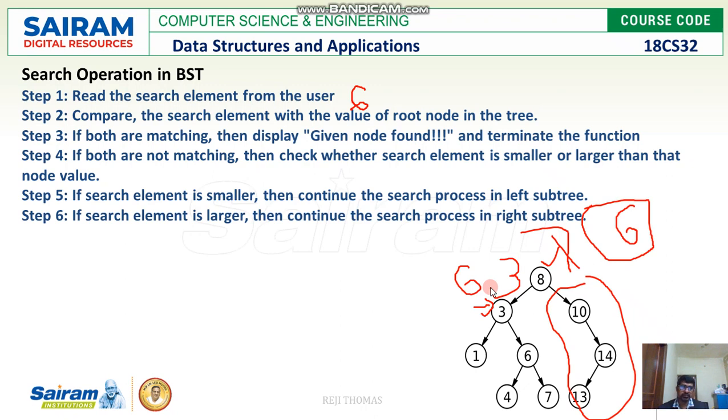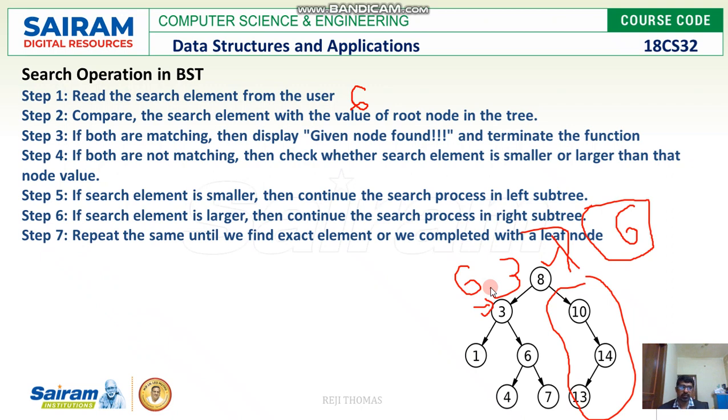In case you want to search for another element, 10, and 10 is greater than 8. So in that case, you have to search the right subtree. Continue this, and repeat the same until we find the exact element or complete up to the leaf node. There are two cases by which we can terminate. One is we have completed all the nodes, but still we have not got anything. Second one is we have got the right match.